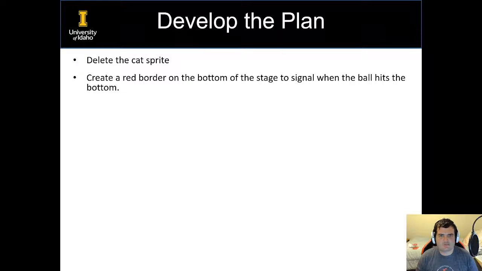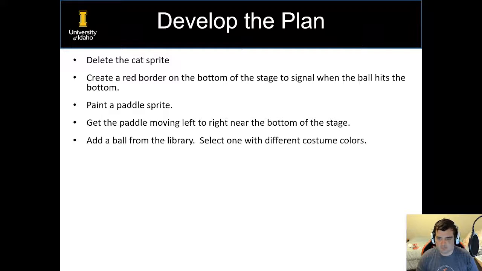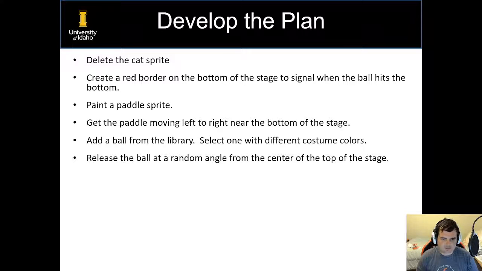And this is kind of how we develop our plan. Then we're going to create a red border, and this is going to be our out of bounds zone. We're going to make a paddle. We're going to get the paddle moving. Then we're going to make a ball move. Then we're going to release the ball so that it can start moving.